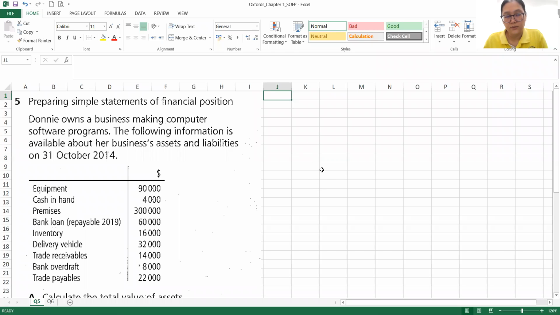Okay, today the chapter I still will be under section 1. I'm using this question to show you how the impact of asset, liability, and capital have an effect on each other. Okay, first of all, before we can prepare the statement of financial position, what is the statement of financial position?